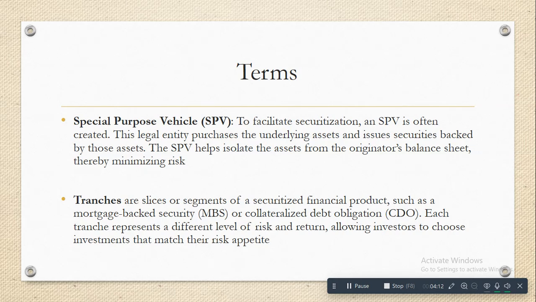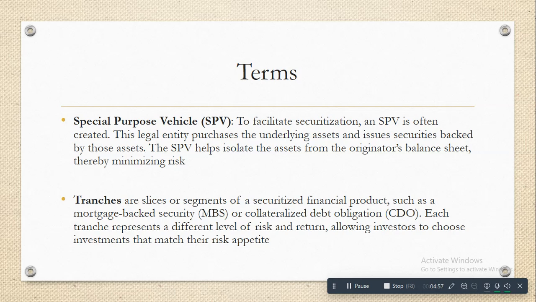To facilitate securitization, an SPV is often created. This is a legal entity that is created so that in the securitization process, the transfer of the assets happens to this SPV. So remember, an SPV is a legal entity. As per the definition, this legal entity purchases the underlying assets and issues securities backed by those assets. The SPV helps isolate the assets from the originator's balance sheet, thereby minimizing risk. We will see the entire process.